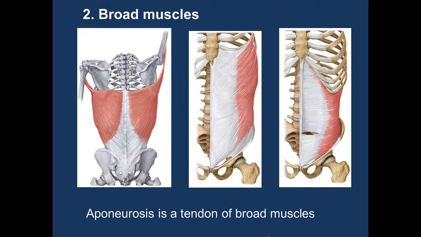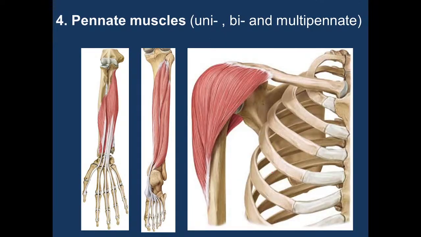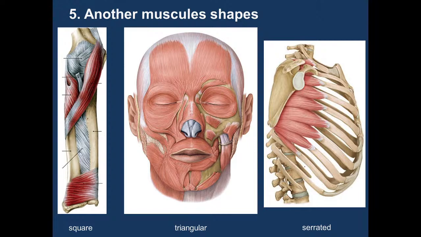Broad muscles usually have aponeurosis. What does it mean? Aponeurosis is a tendon of broad muscles. It's visible here. Short muscles usually are found in the vertebral column, and they connect different vertebral processes and help to move our body. Pinnate muscles, unipinnate or bipinnate, sometimes multipinnate, are located usually in the forearm and legs, because they control movement of fingers. Other muscle shapes may be square here in the antebrachium, and sometimes triangular shape.